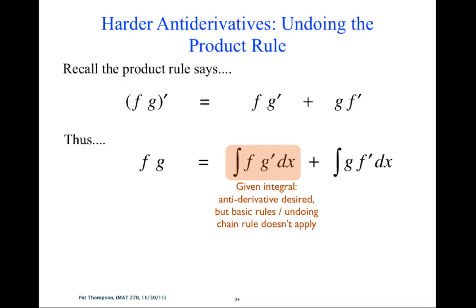Basic rules or undoing the chain rule doesn't apply to this. Okay? It might look like it because it's a product of two things, but undoing the chain rule doesn't really work. So what we're going to do is anticipate that fg prime was one of the terms in the product rule, and we're going to find the other one. We're going to find gf prime, and then look at the antiderivative of that. And if that's doable and easier, then we know we've got the right technique here.